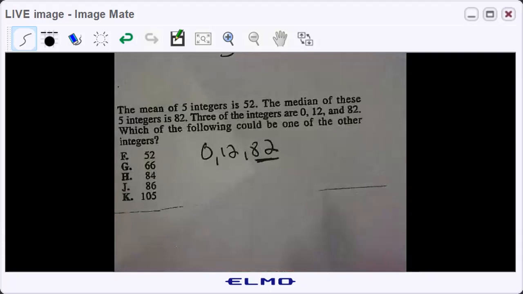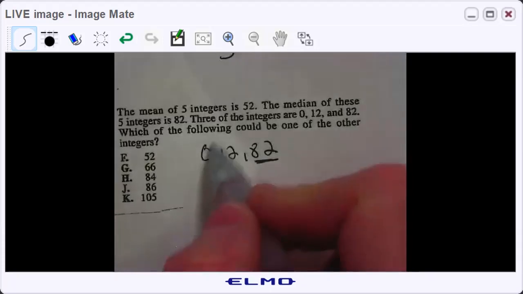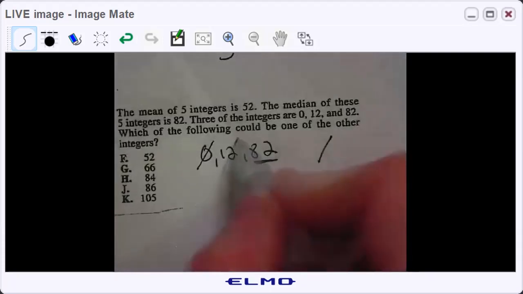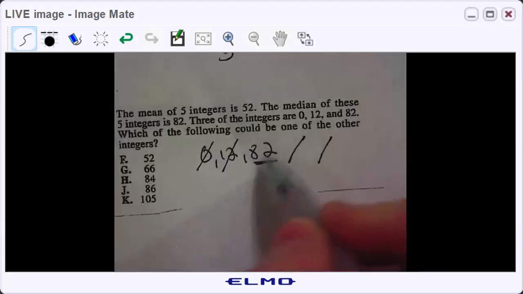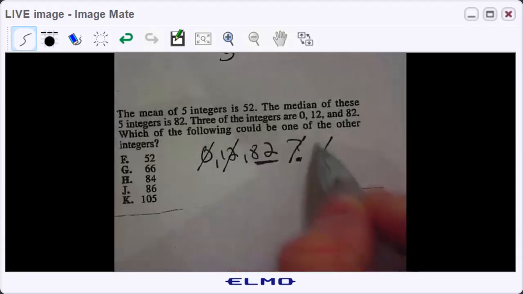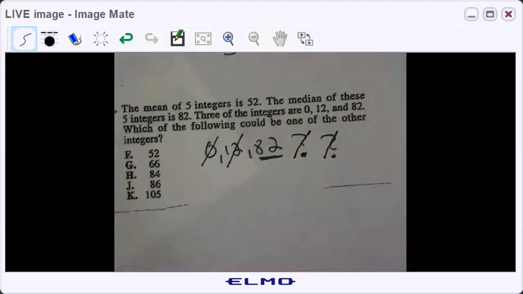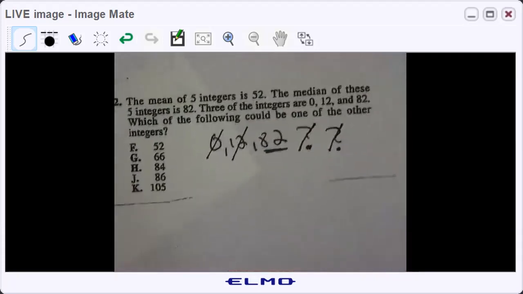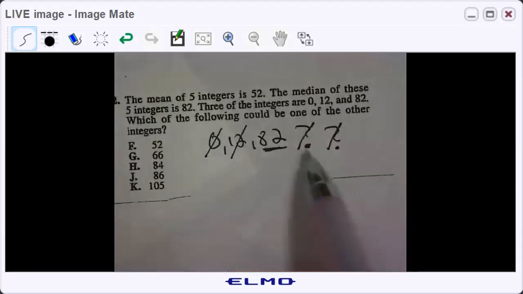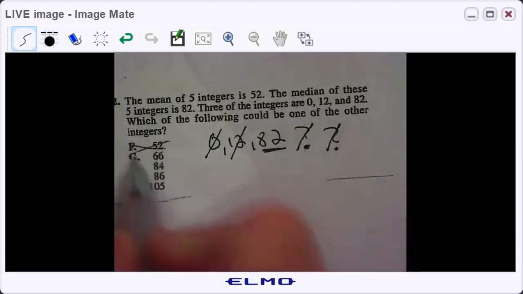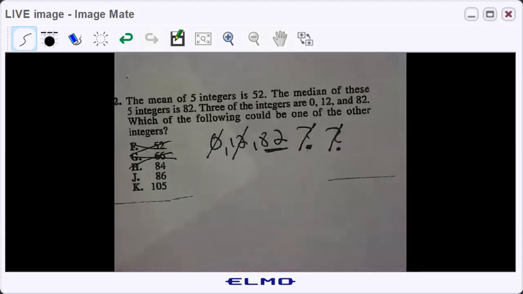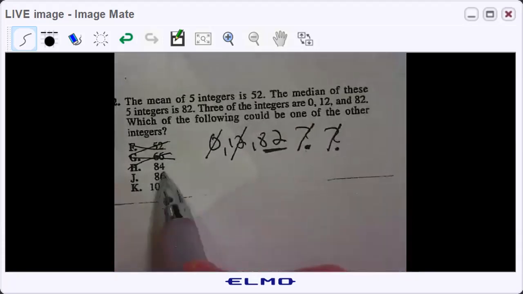When you think about how you get a median, you cross out a low one and then a high one, and then a low one and then a high one, and then we're going to have 82 left. There are possibly 2 numbers that average out to be 82. So we need to find out what at least one of those other numbers could be. Well, if I know it has to be 82 or bigger, these first 2 are out. So we can just try it with 84.